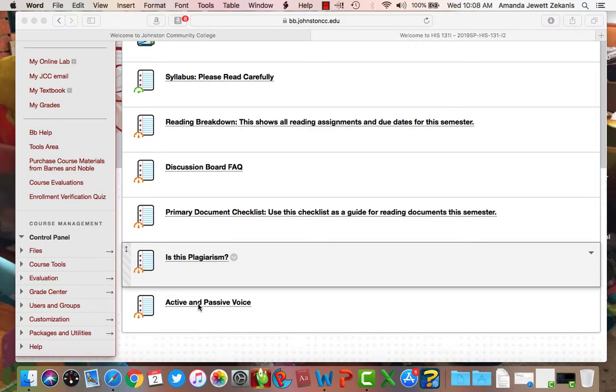Active and passive voice. When you're writing, active voice is often the best voice. This handout just shows you the difference between the two. I can actually give you an example. If I was to say, the resistance of slaves in the South, that is passive. If I was going to say, slaves resisted their conditions in the South, that is active. It makes it stronger. It makes it a better sentence. I'm giving agency to the slaves. They are the ones resisting, right?